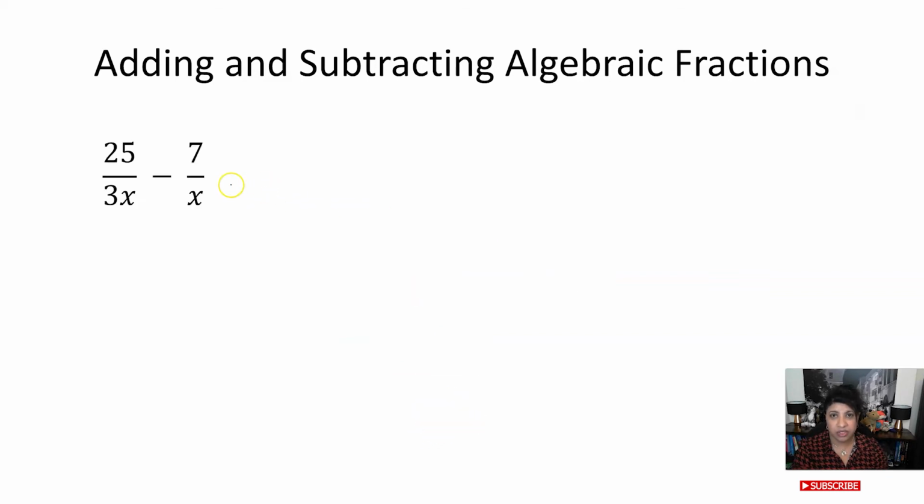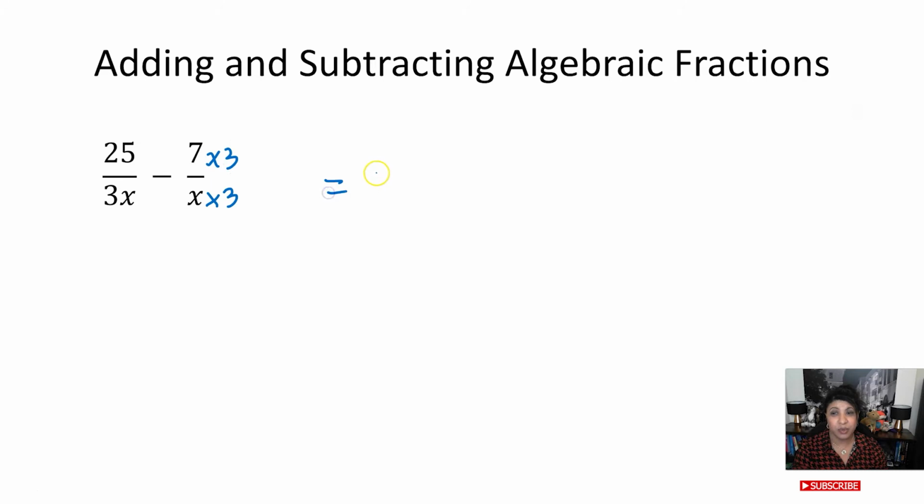So now to this question, we're going to subtract two algebraic fractions. Again, what needs to be the same? Yes, you're right, the denominator. We have 3x here and just x over here. What do we need to do to make them the same? Well, if I just multiply x times 3, then that will be the same. So I'm going to do times 3 here. What do we need to do? Balance. So 7 times 3 here as well.